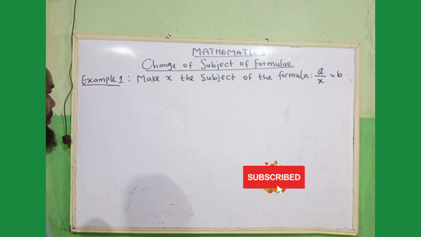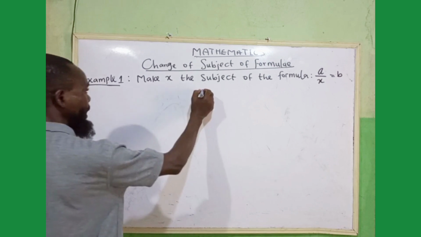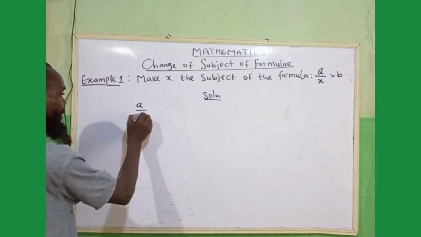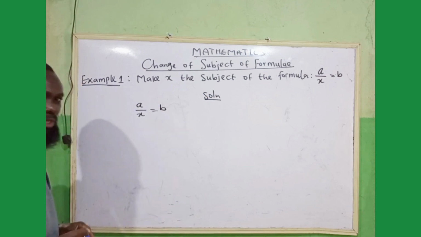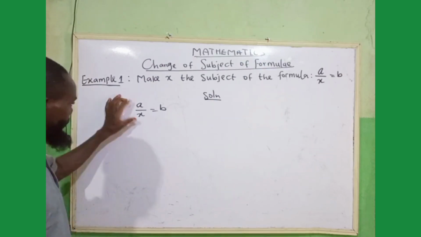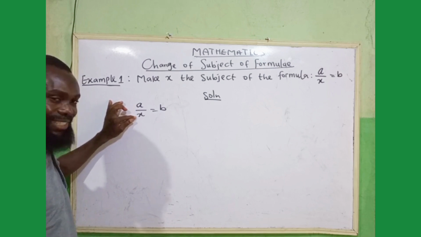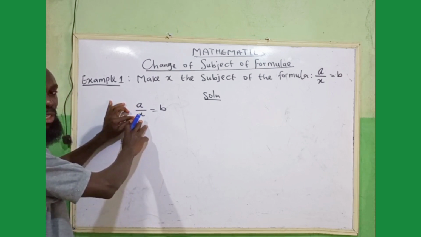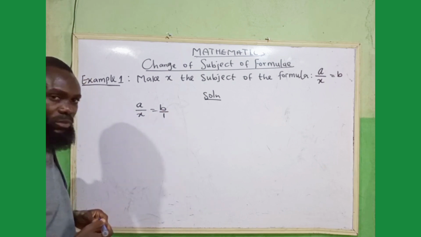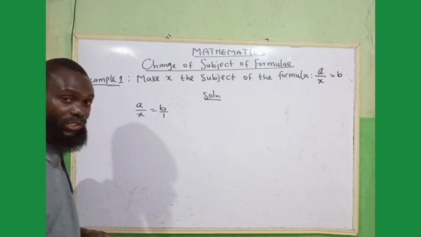Example 1. Make x the subject of the formula a over x is equal to b. Given something this way, the first thing to do is to look at these values, a over x. This a has a denominator which is x, and this is what we are looking for as our answer. Let's say over 1 here also. Now, the next step when you are given something like this is to cross multiply.